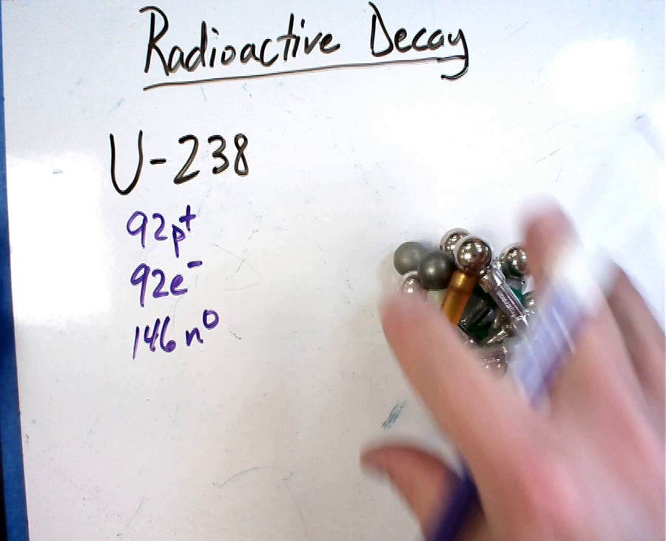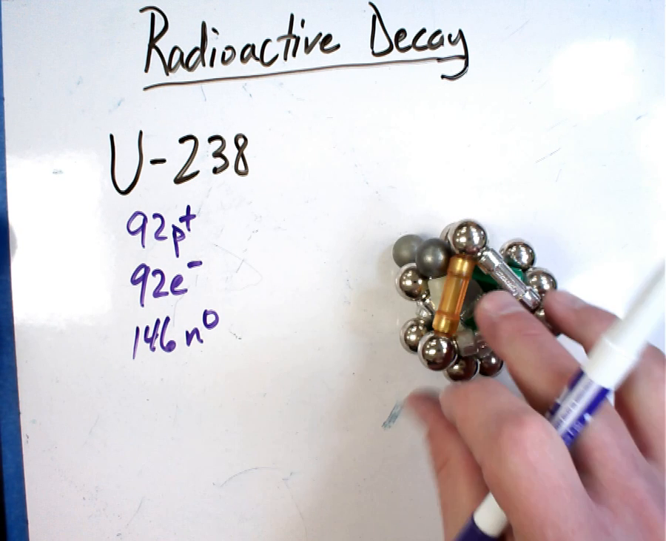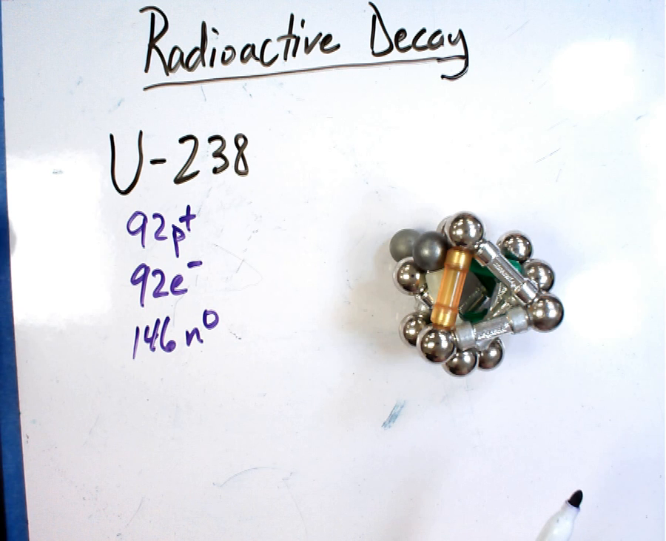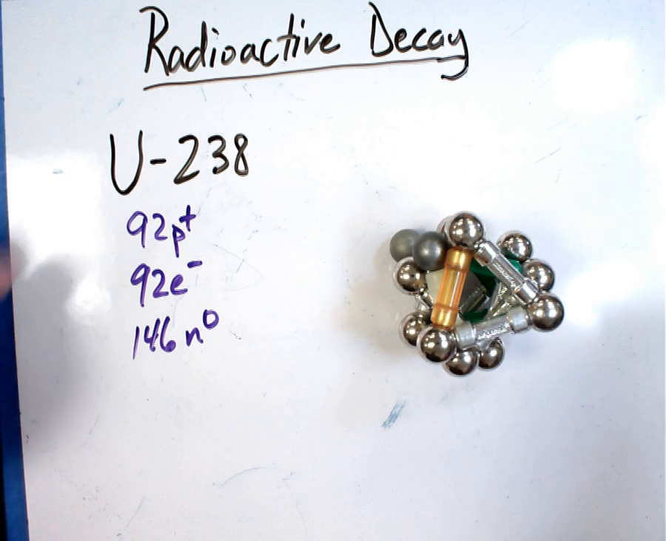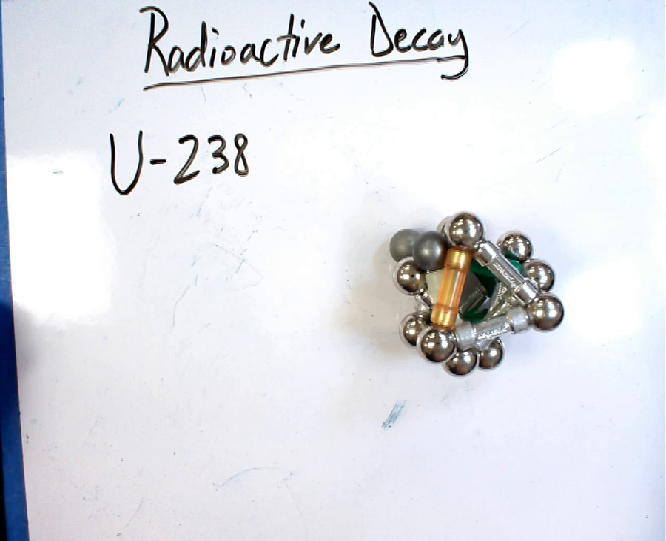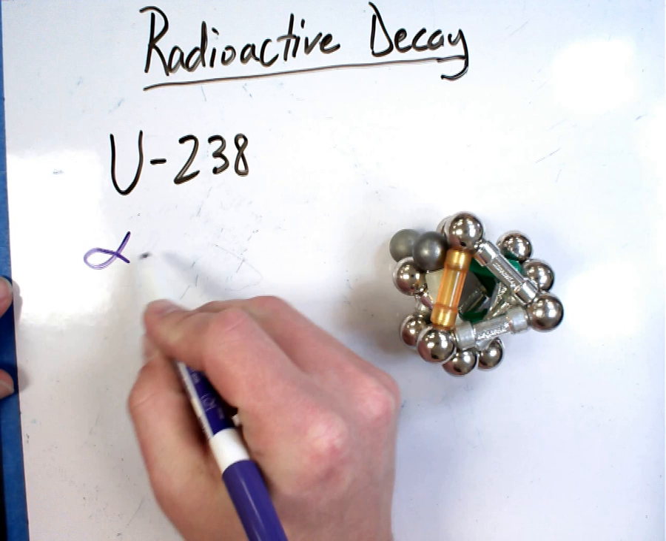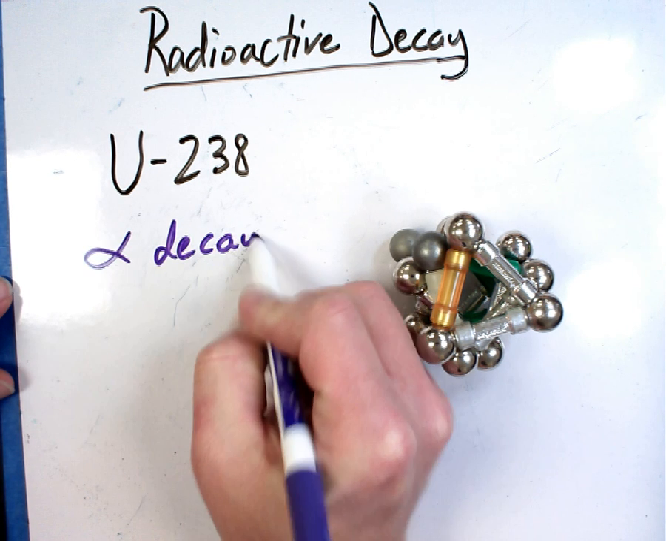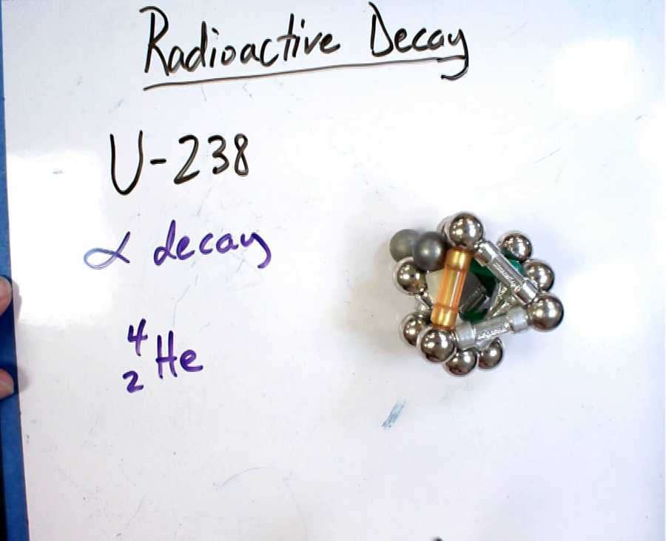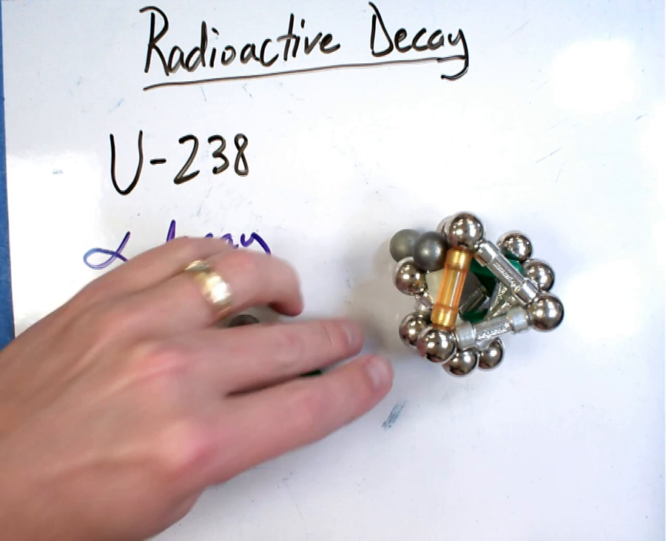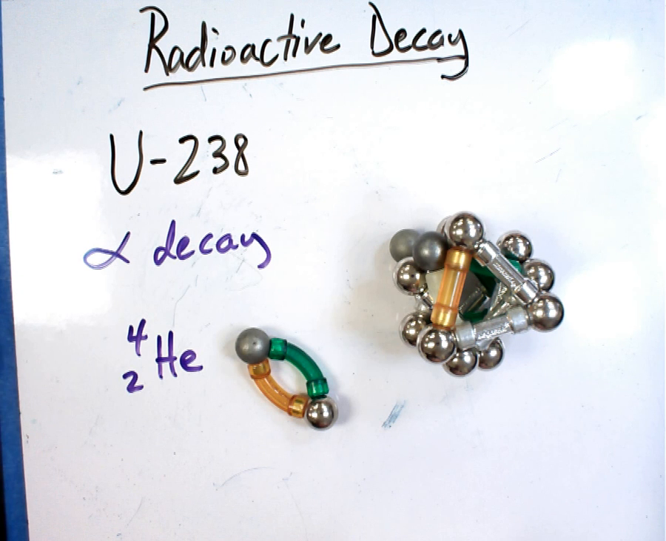And so I have a really, really big nucleus. Now I don't have all 238 parts, but we'll just pretend here for a minute. What happens is it's too big, and so it's going to go through radioactive decay. The first type is what is called an alpha decay. Here's what an alpha decay is. It is represented with a 4-2 helium. That's how it's represented. So it looks maybe something like that. Okay? So what does that mean?